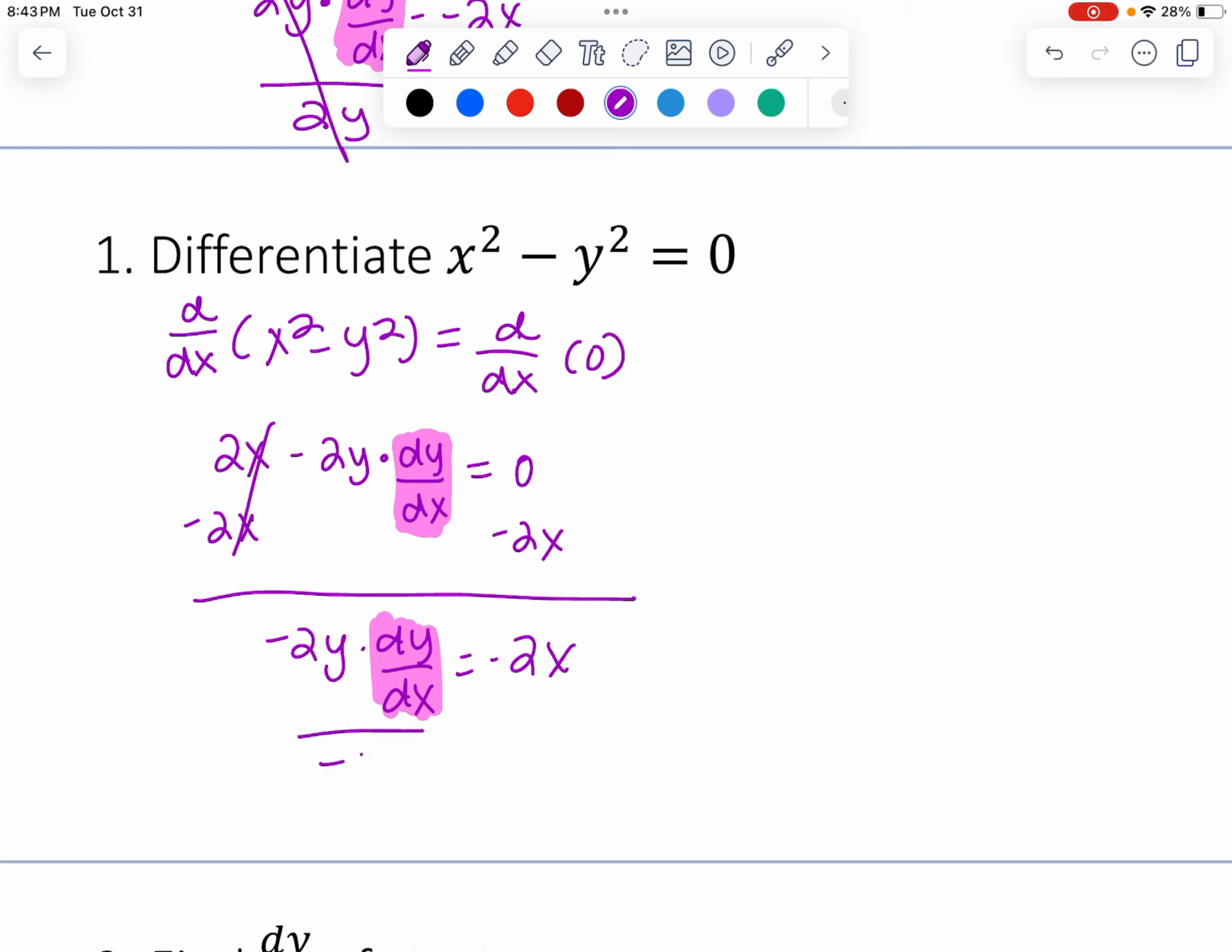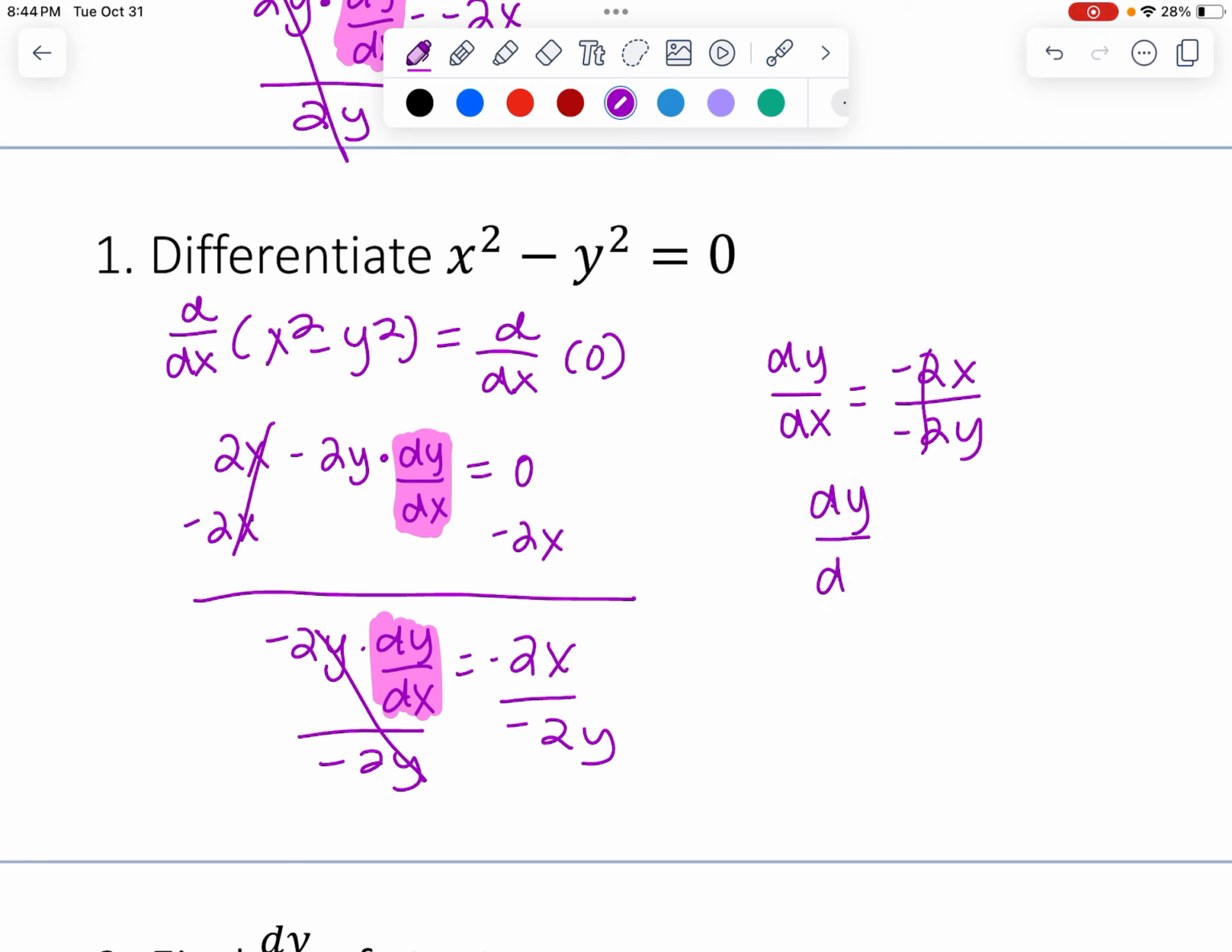I'll divide negative 2y on both sides. And this gives me dy/dx equals negative 2x over negative 2y. The negative 2's cancel out. So my derivative of y with respect to x is x over y. So there is your answer for that one.